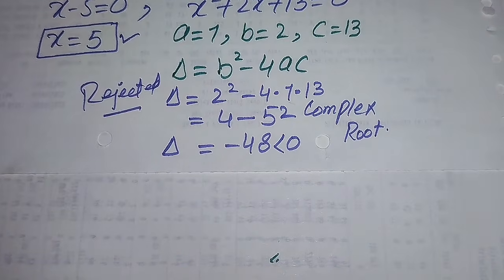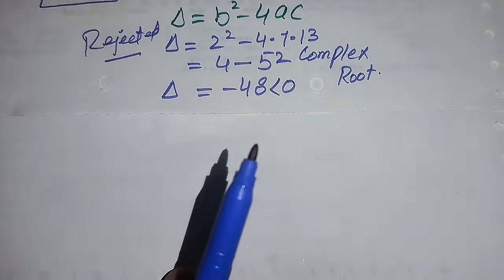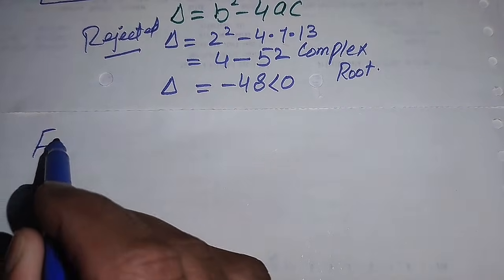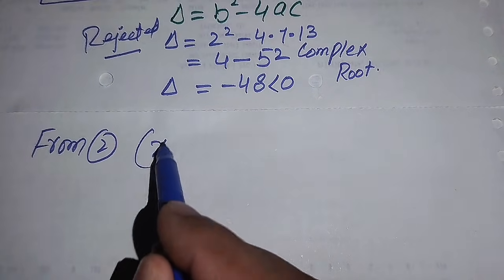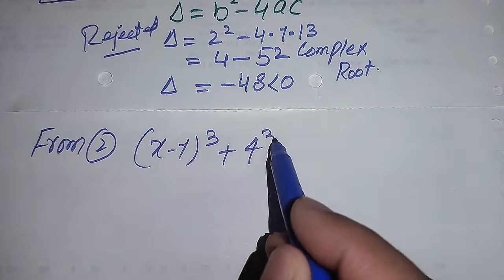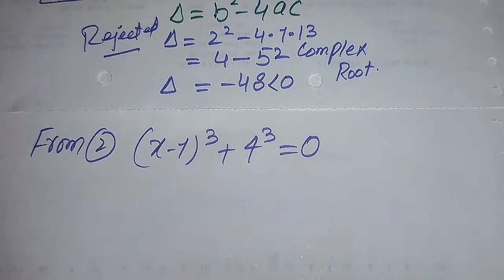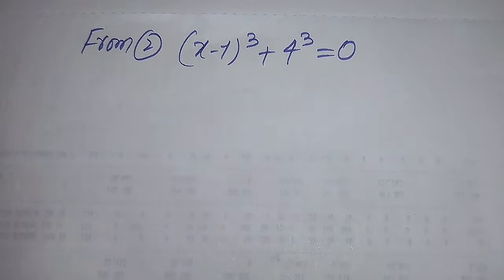And now we move towards our second equation. Here we copy down our equation number 2. Equation number 2 is (x minus 1) cubed plus 4 cubed, and this whole equation is equal to 0. This is our equation number 2. And here we use another cubic formula.